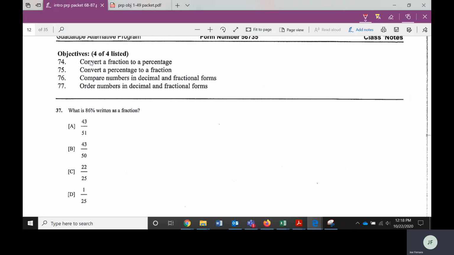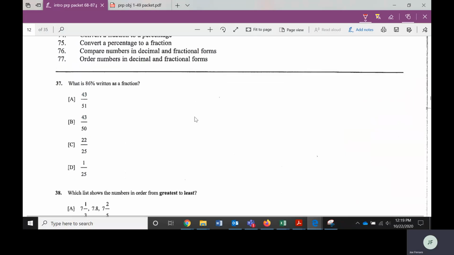So the things we're going to be looking at is converting a fraction to a percentage, converting a percent to a fraction, and comparing numbers in decimal and fractional forms, and then ordering numbers in decimal and fractional forms. So I don't think we're going to have to do very many problems of these. This first problem is probably the longest one, just because I'm going to show you 2 different ways of doing it.